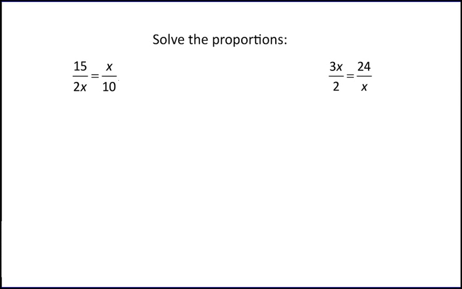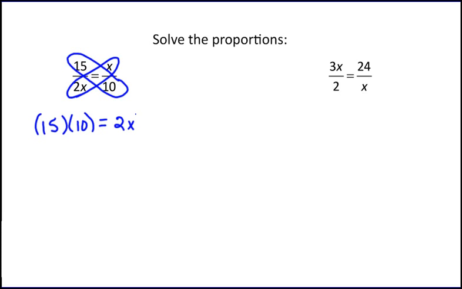Solve the proportions. We have 15 over 2x equals x over 10. Remember that with a proportion, you can multiply the upper left times the lower right and set that equal to the lower left times the upper right. That gives us 150 equals 2x squared.